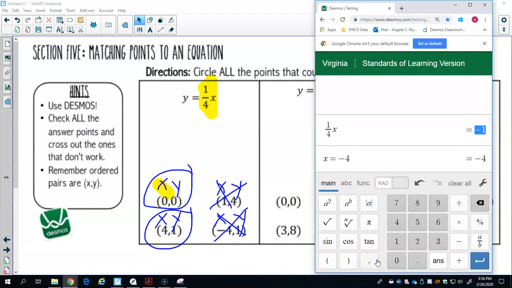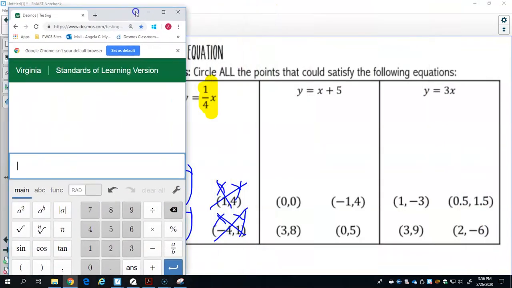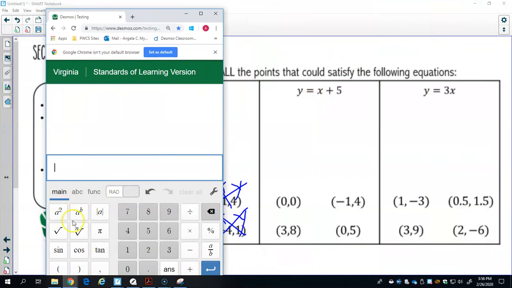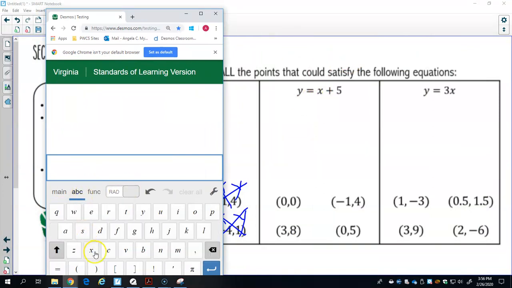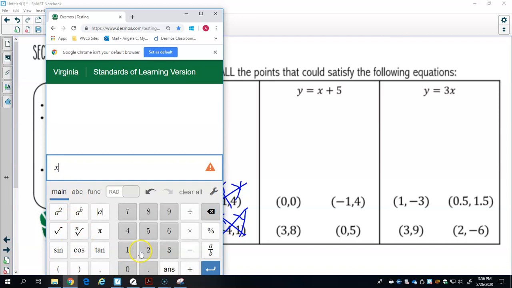You may not have to use Desmos every time. You might be able to do these mentally, think in your head. But Desmos is a good tool that you can use. So let's look at a couple more. So this one, y equals x plus 5. I'm going to do like I did before, and I'm just going to type in x plus 5. And I'm trying to see if these values work.